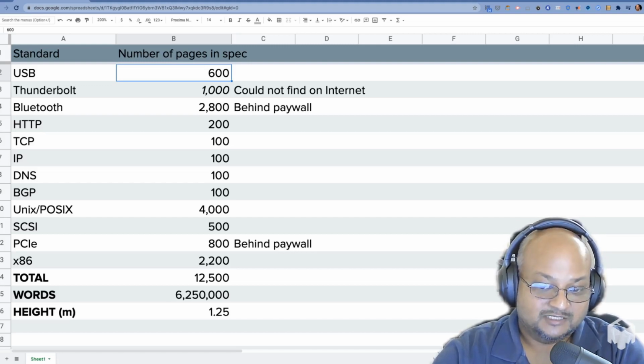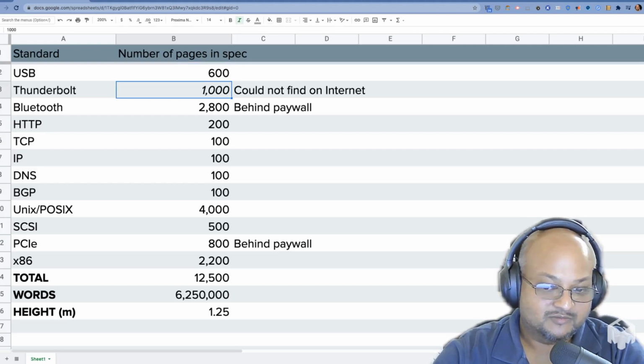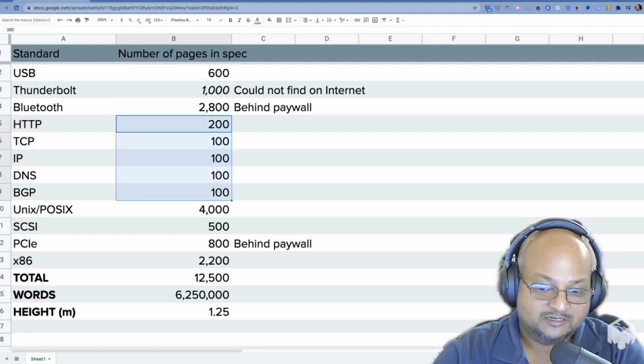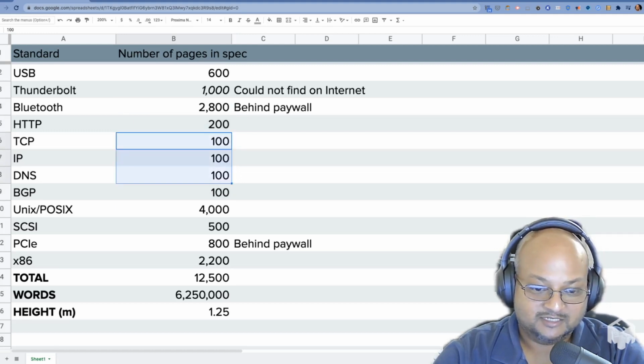So USB is about 600 pages. Thunderbolt, again, I couldn't find this, but I'm guessing based on other similar things, it's around 1,000 pages. Bluetooth is huge. It's 2,800 pages. Once you get to the Internet Protocol specs, they are actually surprisingly concise. HTTP is only about 200 pages, and all the others like TCP, DNS, BGP, they're all roughly 100 pages each.